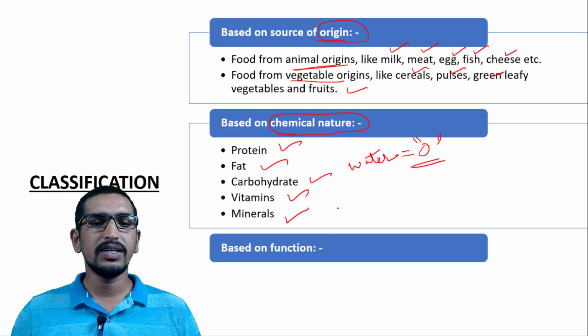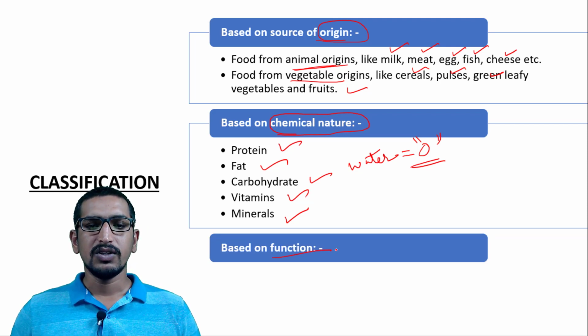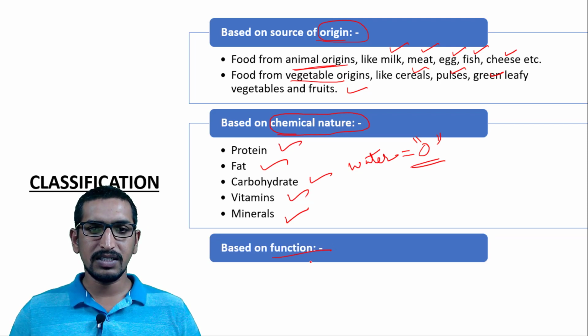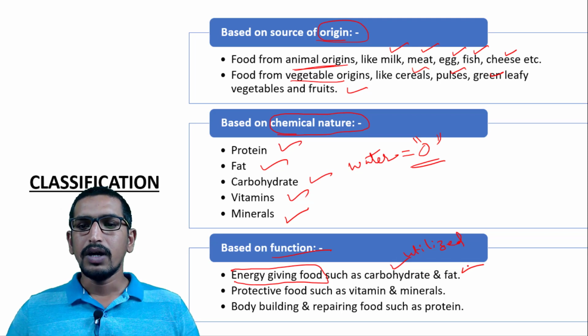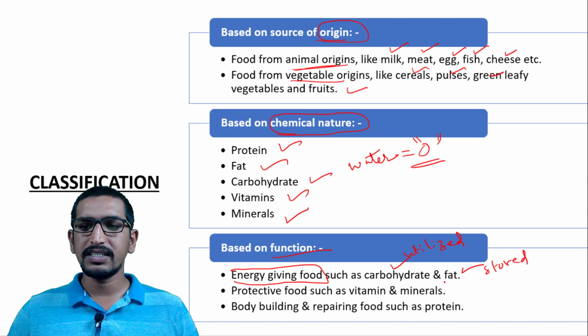And next one is based on the function. Based on the function, there are different types of functions the nutrients can perform. In that, first energy. Energy giving foods are carbohydrate and fat. Carbohydrate is a utilized energy source, and fat is a stored energy source.